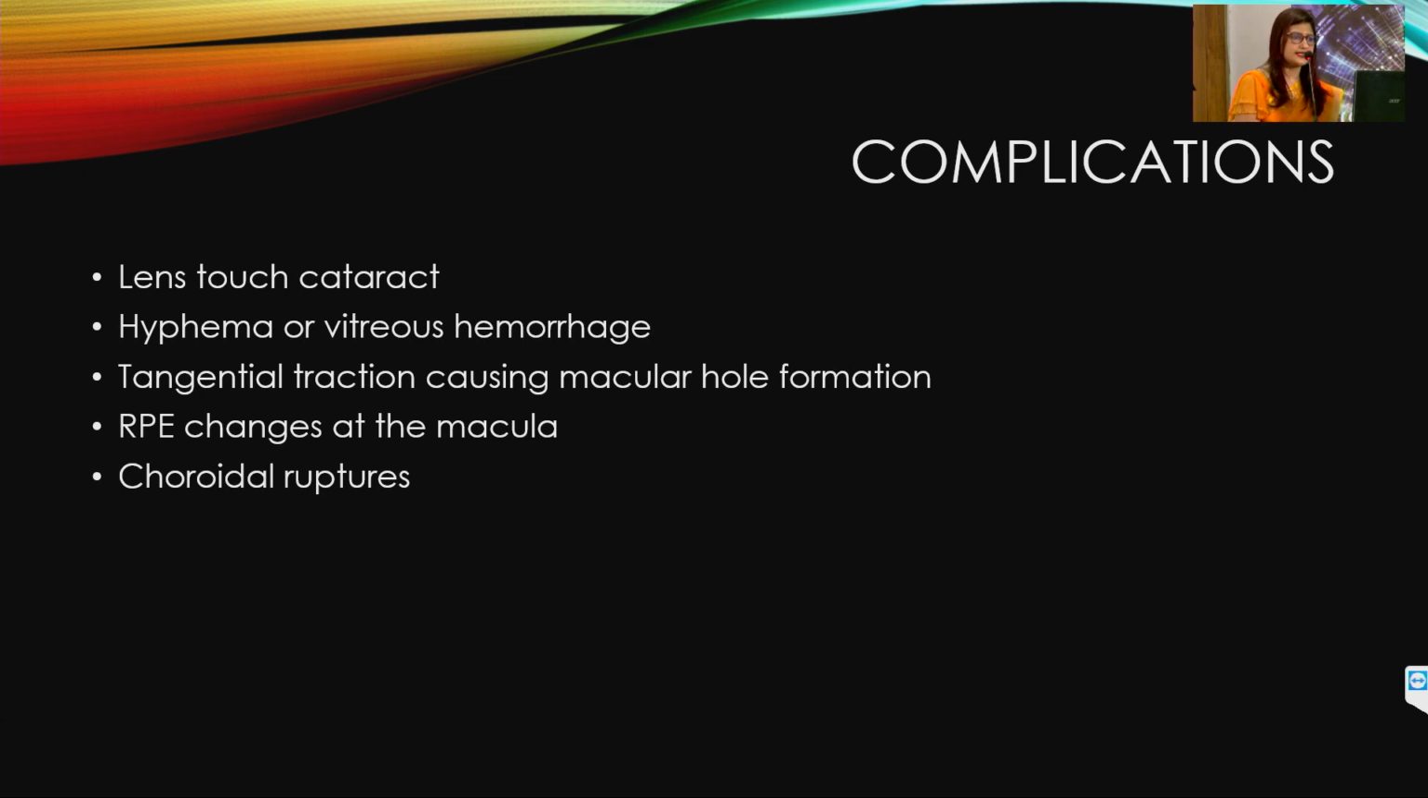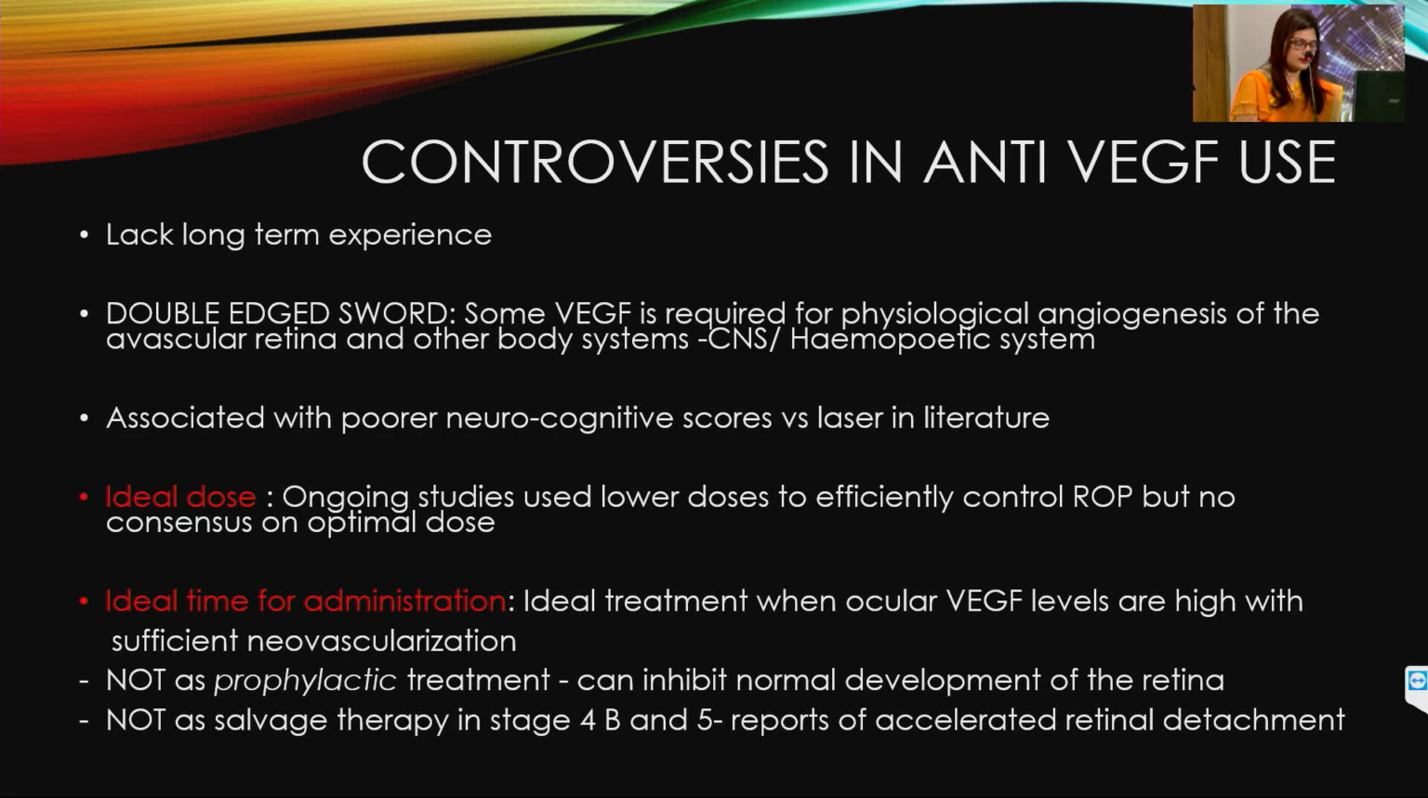And yeah, what complications can you produce? You can produce a lens touch cataract if you have not directed your needle correctly. You can produce a hyphema or a vitreous hemorrhage. Tangential traction sometimes causes macular hole formation. RPE changes at the macula have been recorded, and choroidal ruptures have also been reported post anti-VEGF injection.